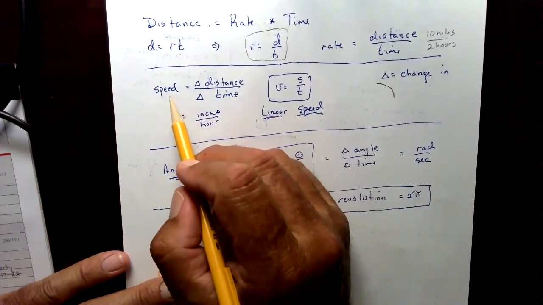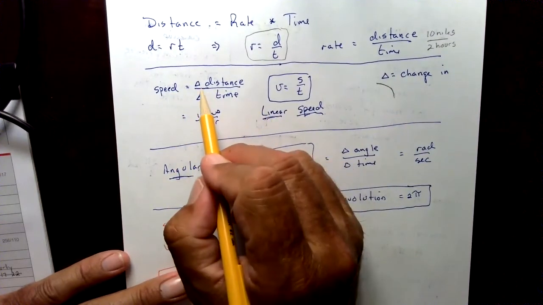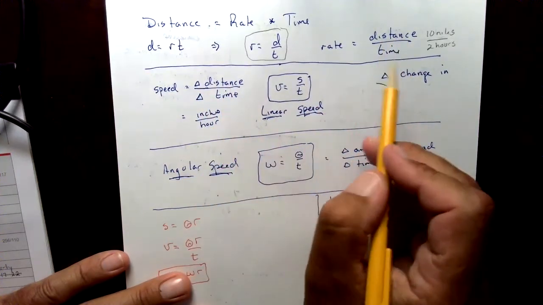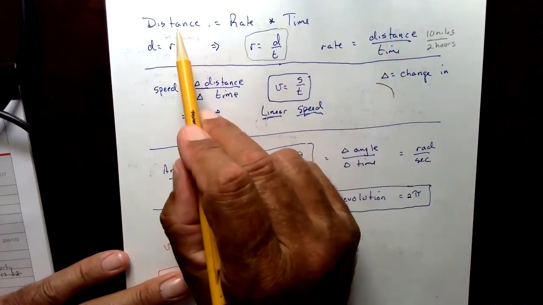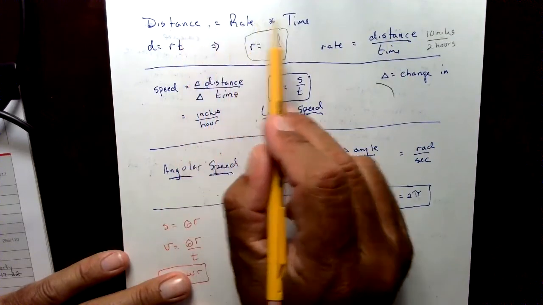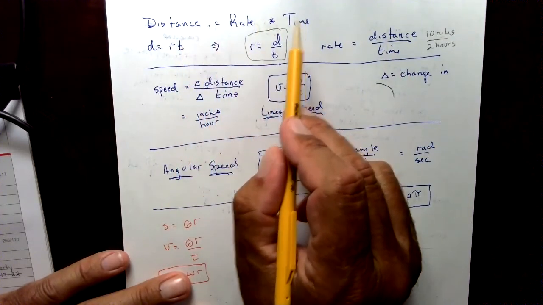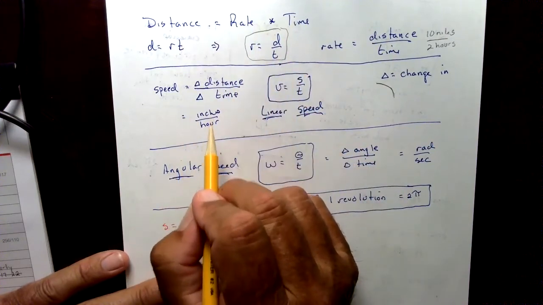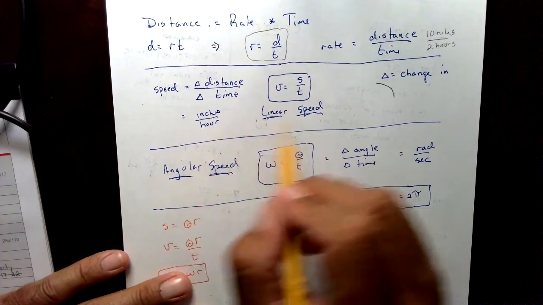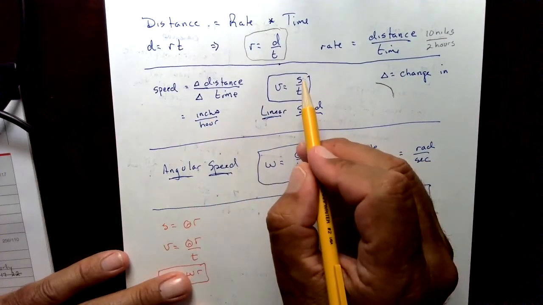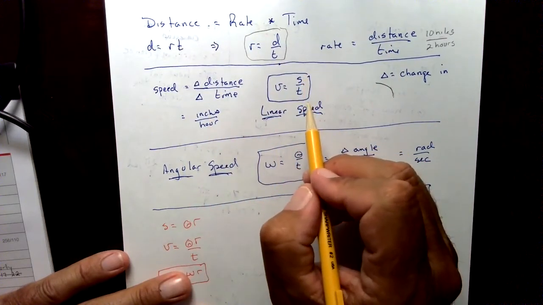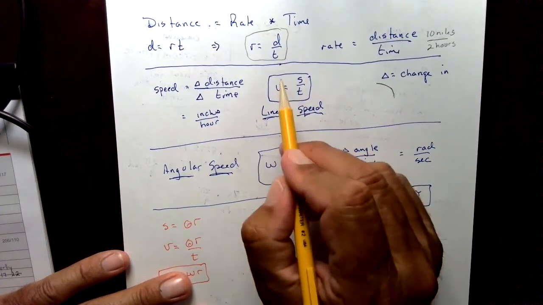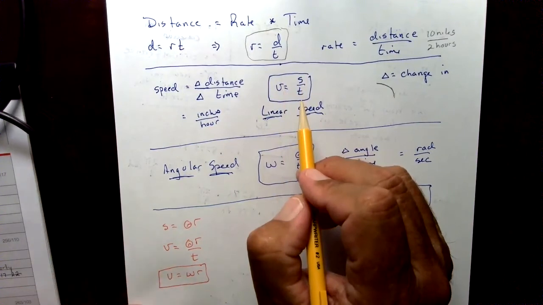Now, in the math world, we use delta a lot, and delta represents the change in. So in order to find the linear speed, we're going to use the change in distance over the change in time, which is the same as what it was up here, which goes all the way back to distance equals rate times time. We just changed the formula. This is going to be in, for example, inches per hour: what is my change in distance over what is my change in time? So V, linear speed, equals S over T.